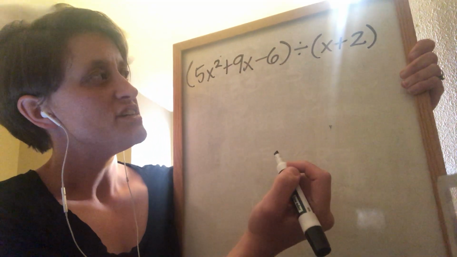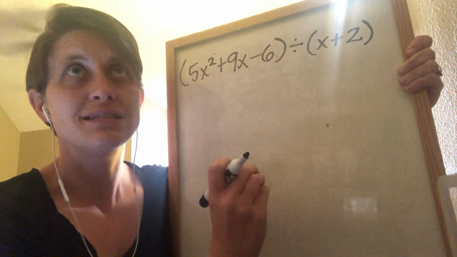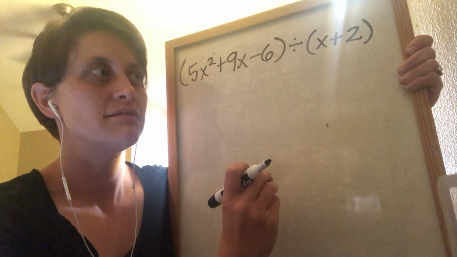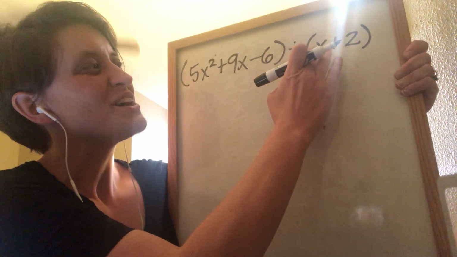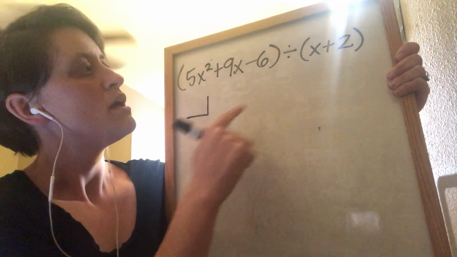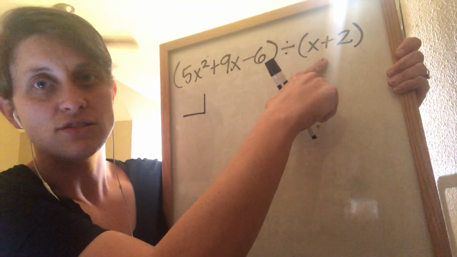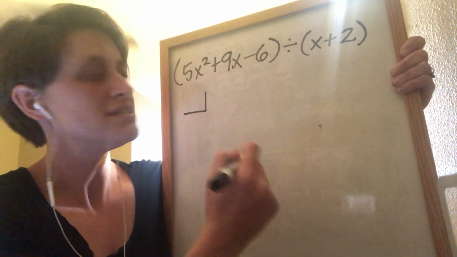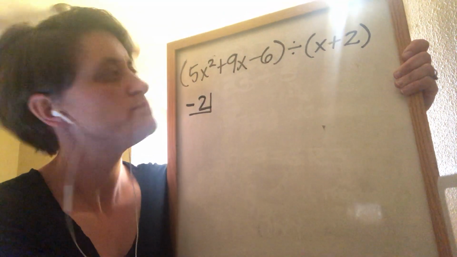With synthetic division, we're going to have a specific setup that's almost as important as the process. I'd say it's as important as the process. So you really want to get the setup right. So what we do with the setup is we've got a little box here. And in the box, we're going to put the opposite of the number in the divisor. So the divisor here has an x plus 2. So we're going to put a minus 2 in the box.